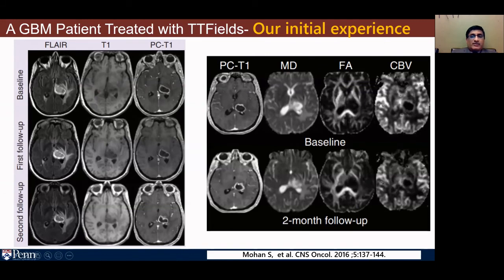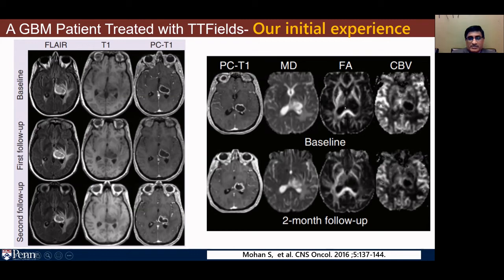Okay, so this is our experience. As you can see, this is a particular GBM patient who was treated with the tumor treating field plus temozolomide. These are the images at the baseline, this is the first follow-up at 1 month, and this is the second follow-up at 2 months. As you can see here, there is a slight decrease in the tumor size compared to the tumor at the baseline.